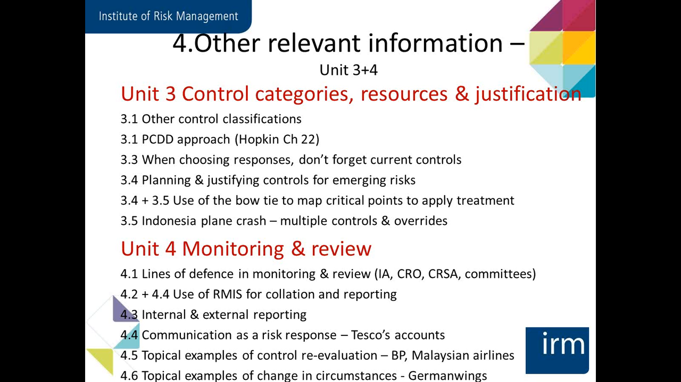Planning and justifying controls for emerging risks is a complicated area, very similar to this black swan idea. 3.4 and 3.5, don't forget the use of the bow tie that you have covered in earlier modules in order to map critical points in a process and apply treatment at different stages of the risk unfolding. So preventative controls on causes, corrective controls on consequences.